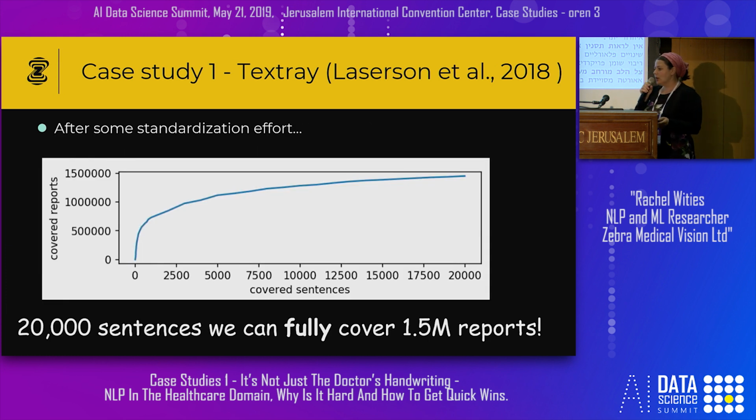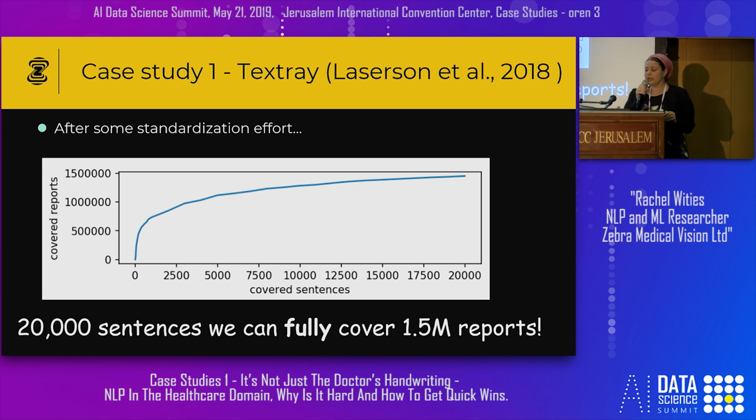So what Jonathan asked himself is, what if I did a lot of ugly standardization, okay? I clean the text, I take out all the punctuation, and I split the sentences correctly, and so on and so on. I standardize all the sentences. How many reports can I cover? So he actually found out that 20,000 sentences can fully cover 1.5 million radiology reports.